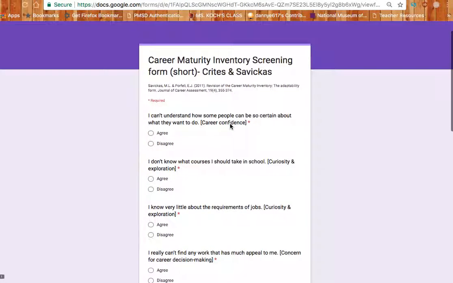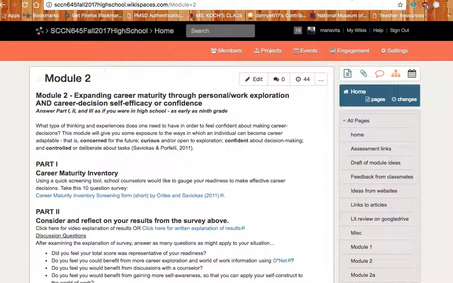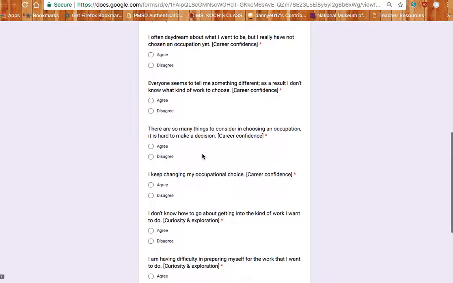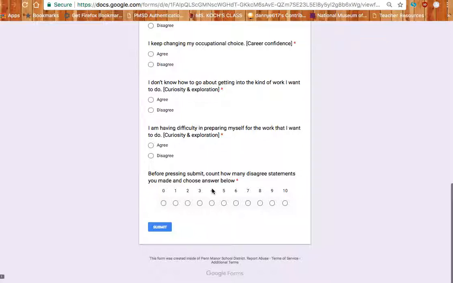So for Module 2, you should have taken the Career Maturity Inventory Screening Form. It's a short form. The original is 24 questions, but this is 10. And if you haven't already taken it, you can find it on the Module 2 page as Part 1. You answer agree or disagree, and then at the end you count up how many disagree statements you made. That's going to help with the scoring.